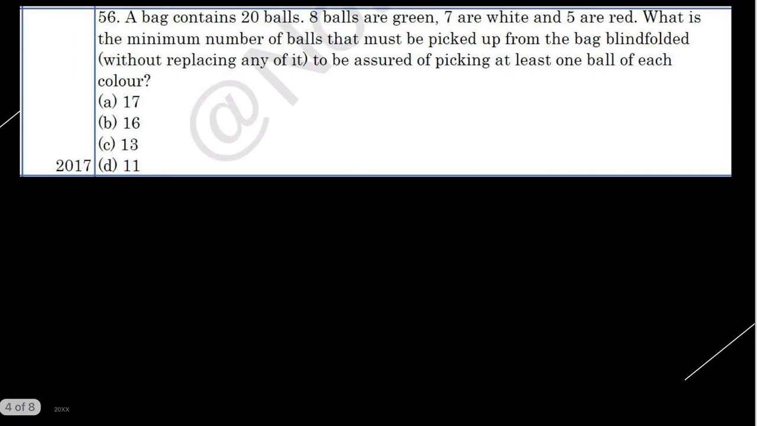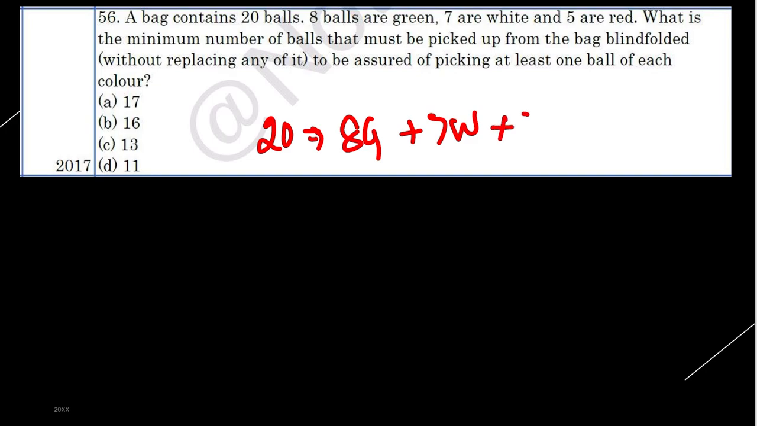Now moving on to the next question. This is an interesting question because it does not involve direct application of the probability formulas but the simple counting principle. How? Let's see. A bag contains 20 balls. 8 are green, 7 are white and 5 are red. What is the minimum number of balls that has to be picked from the bag without replacing to be sure that we have picked at least one of each?